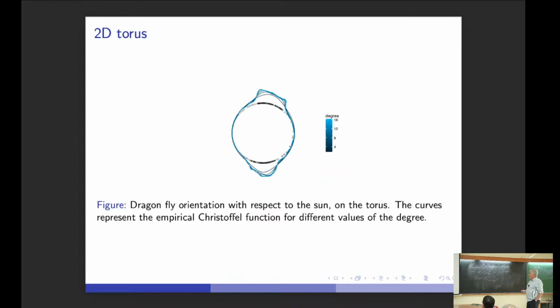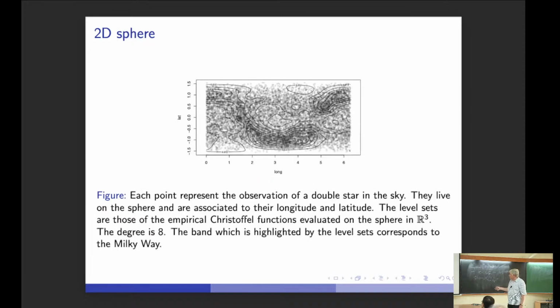And there are many applications. I'll give you the reference in a minute. For instance, just for fun, how the dragonfly orients itself with respect to the sun. And there is this statistical data, and they show exactly the degree of the empirical Christoffel function, and so on.